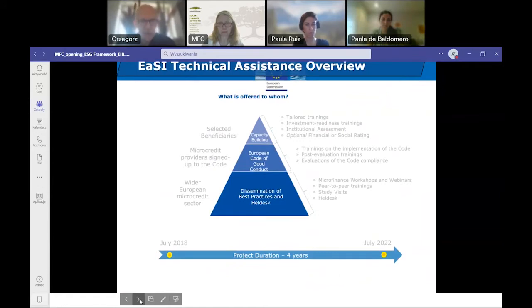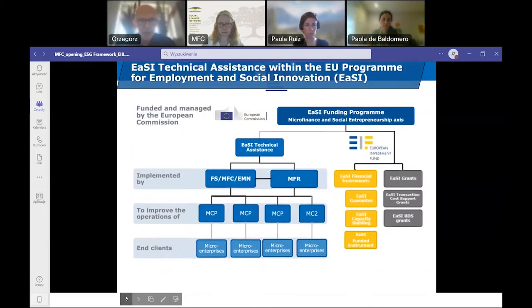And maybe if we could go back to the previous slide, I also wanted to say who implements it. There are three institutions implementing the technical assistance part, and that is MFC, that I represent, Frankfurt School of Finance and Management, and also European Microfinance Network. So we are in partnership, and we provide various activities, and I will explain what kind of activities EaSI includes to microfinance providers in Europe. Another institution that is an important player in that is Microfinanza Rating. They provide institutional assessments and necessary institutional ratings.